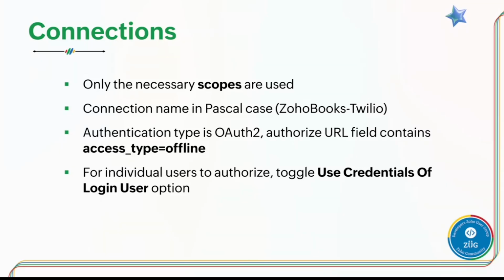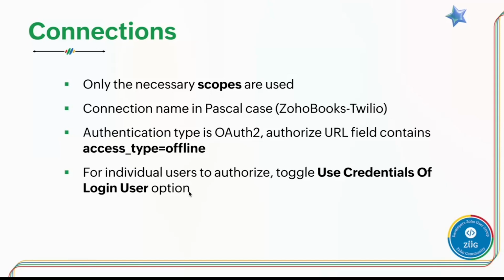As part of the authorized URL, you need to give this particular key, that is access type equals offline. This key helps in accessing the data from the service on the other end, even if the user is offline or signed out.